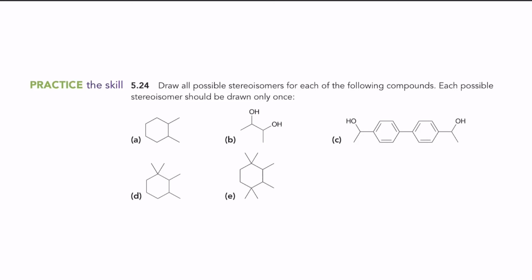So now use this problem, and they are asking you here, draw all possible stereoisomers for each of the following compounds. First, find the number of chirality centers. Second, based on the number of chirality centers, now draw the stereoisomers. And each possible stereoisomer should only be drawn once. So that is the request that they have here. So use this principle now and try to solve this problem.